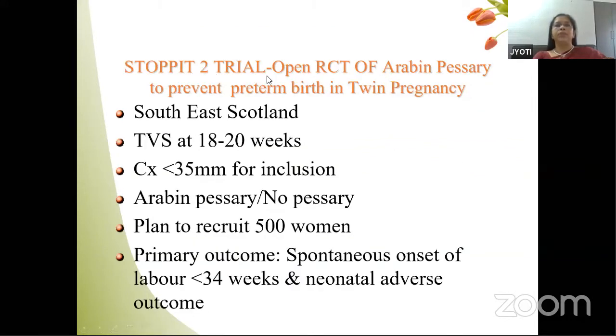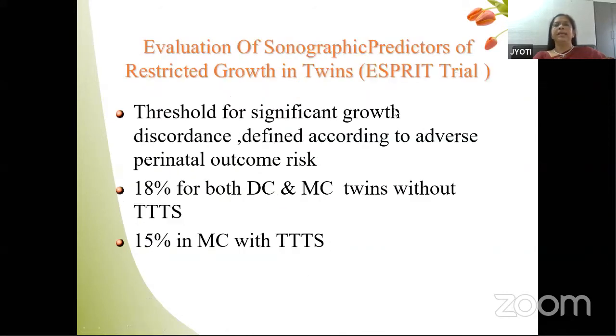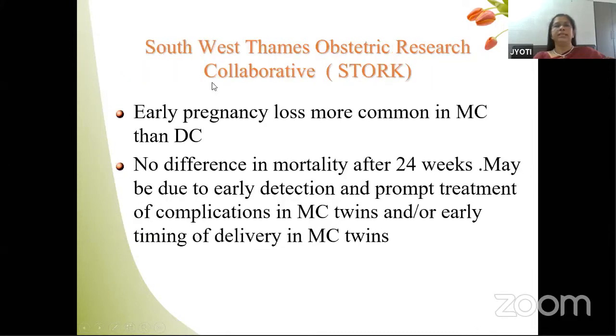Then the STOPPIT 2 trial is going on at present in Southeast Scotland. They're doing a TVS at 18 to 20 weeks with cervix less than 35 mm, and they're comparing an Arabin pessary to no pessary, and they plan to recruit 500 women, and they want to see whether they go into preterm labor and what the neonatal outcome is. And there's the ESPRiT trial. They said that the threshold for significant growth discordance is defined according to adverse perinatal outcome: 18% for both DC and MC without TTTS and 15% with TTTS. And there's the STORK trial which says that early pregnancy loss is more in monochorionic pregnancies.